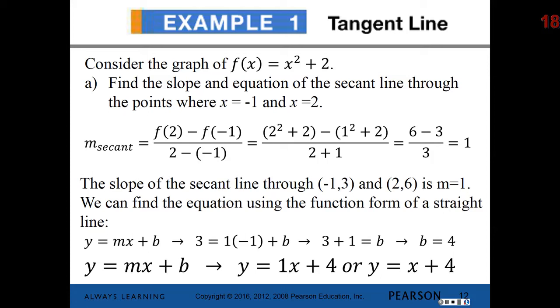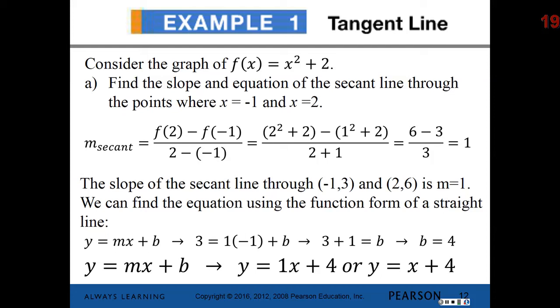The slope is 1. And we can find the equation of that secant line by using the function form of a straight line, y equals mx plus b, because we know one of the points, and it doesn't matter which point, we could use the -1 and the 3, or we could use the 2 and the 6. But we're going to get the same equation either way. So I chose to use -1, 3, -1 being x, 3 being y, and the slope is 1. So 3 equals 1 times -1 is -1, and add 1 to both sides, we actually then get 3 plus 1 is equal to b. So if b is 4 and m is 1, then our line is y equals 1 times x plus 4, or y equals just x plus 4.